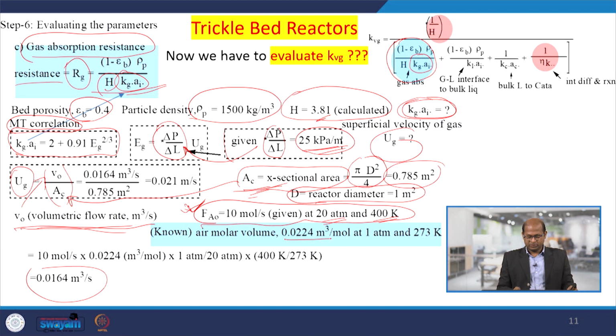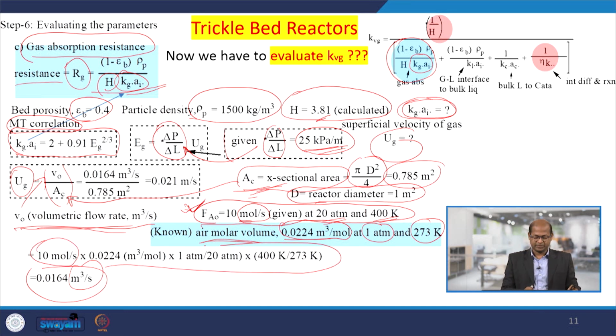Okay. We know the molar volume of air, this is at 1 atm and 273 kelvins. The units are mole per second, so we have to convert that into meter cube per second. Therefore, 10 mole per second, if we multiply with this and divide by this, then we will get this volumetric flow rate. So, the molar flow rate was given, and we are converting it into volumetric flow rate at that particular temperature.